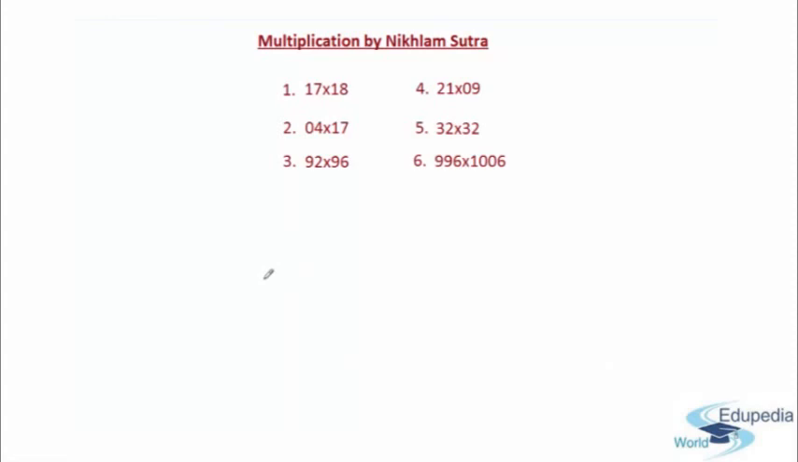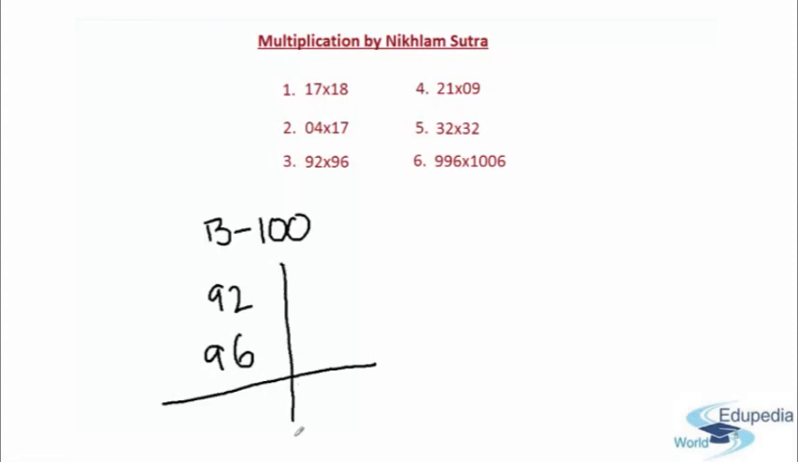Now, coming to problem number 3, if you observe the numbers 92 and 96, here we can apply either of the cases of Nikhilam Sutra, that is 1 or 2. So let me apply case number 2 of Nikhilam Sutra for multiplying the numbers 92 and 96. The base for the numbers 92 and 96 is going to be 100. After writing the base, you write down the numbers one below the other: 92 and 96. Here, you place a vertical bar and a horizontal bar.